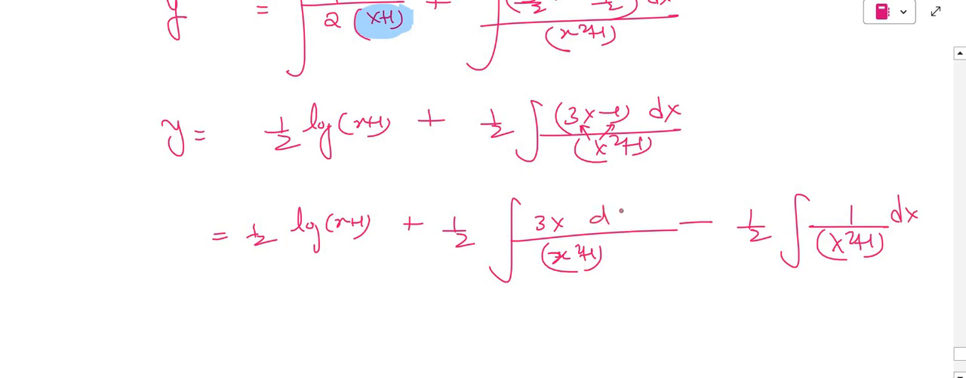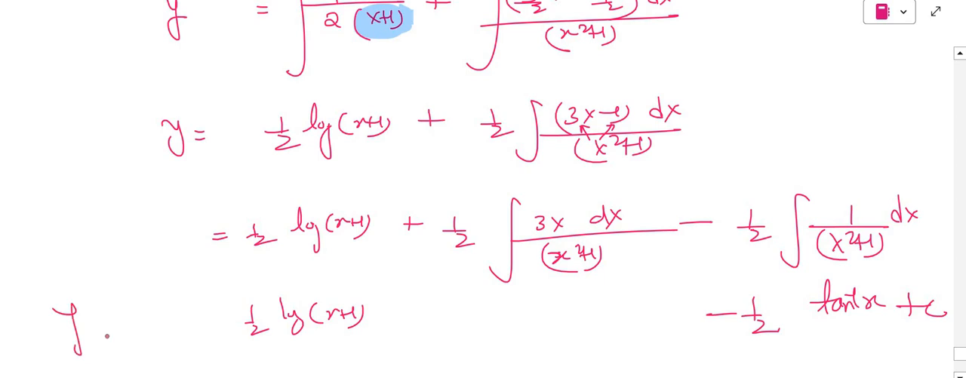Correct? Is it clear? So this is easy to integrate. See, this is 1 by 2 log of x plus 1. This is easy to integrate. Third part, this directly is tan inverse of x plus c. So this is your answer. And for the middle part, what can you do? This is 3x. Right? So how can you do it?